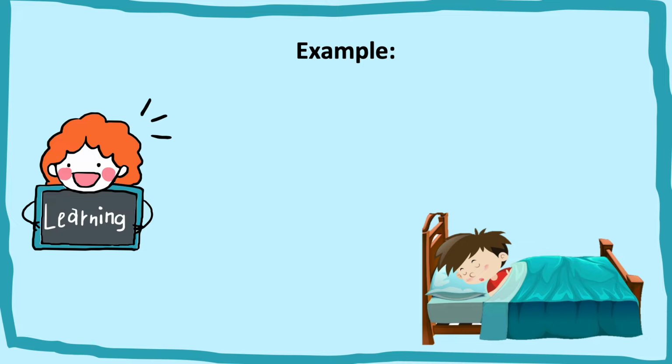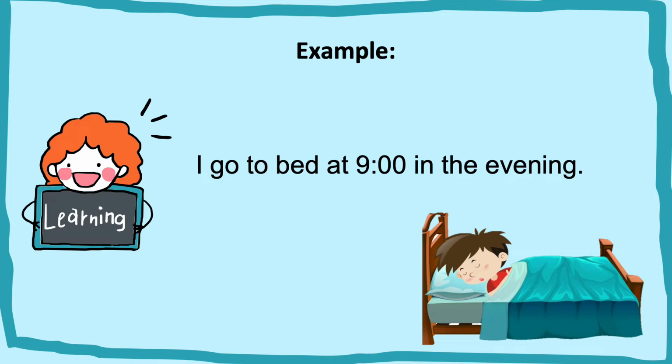Now I'll give you an example of a sentence having a pronoun and a verb. I go to bed at 9 o'clock in the evening. I is the pronoun, go is our verb. Again, what is the pronoun? The pronoun is I. What is our verb? Our verb is go. Very good.